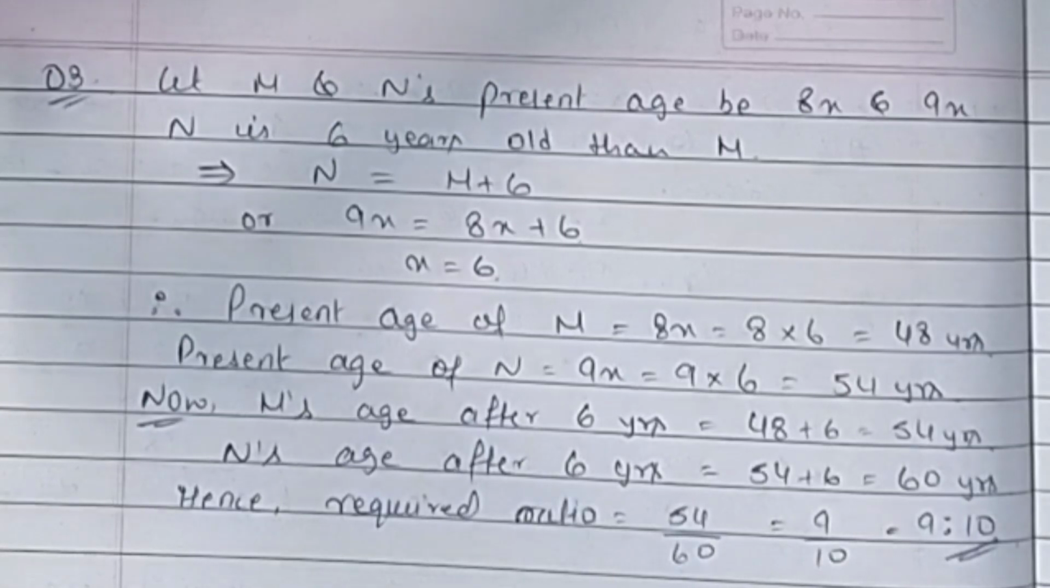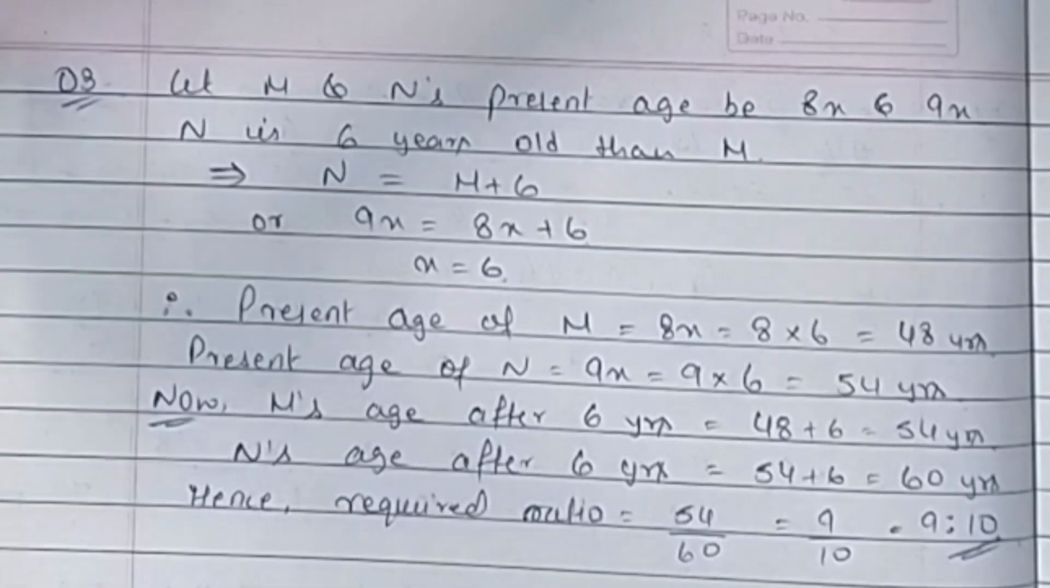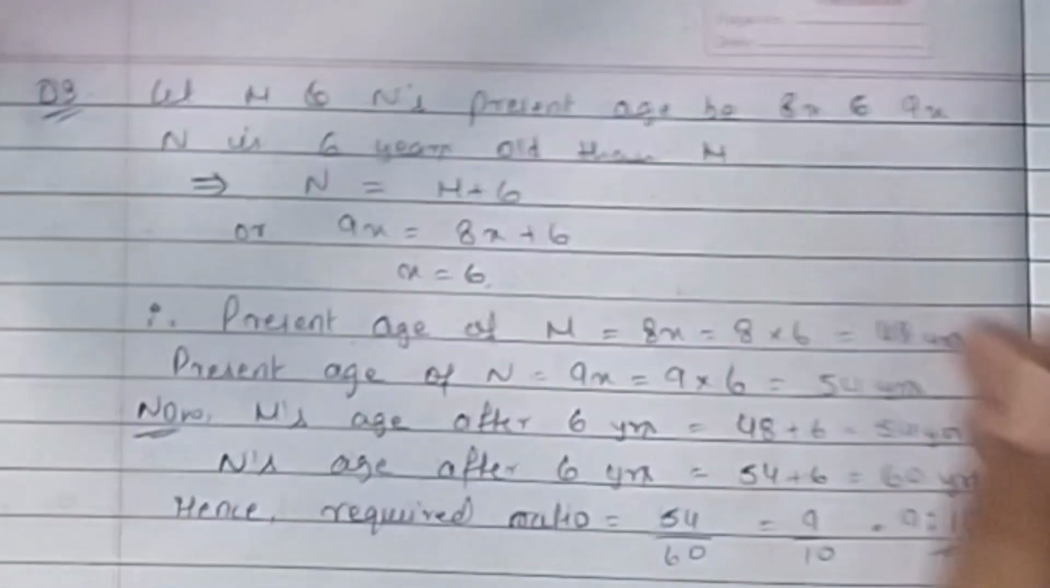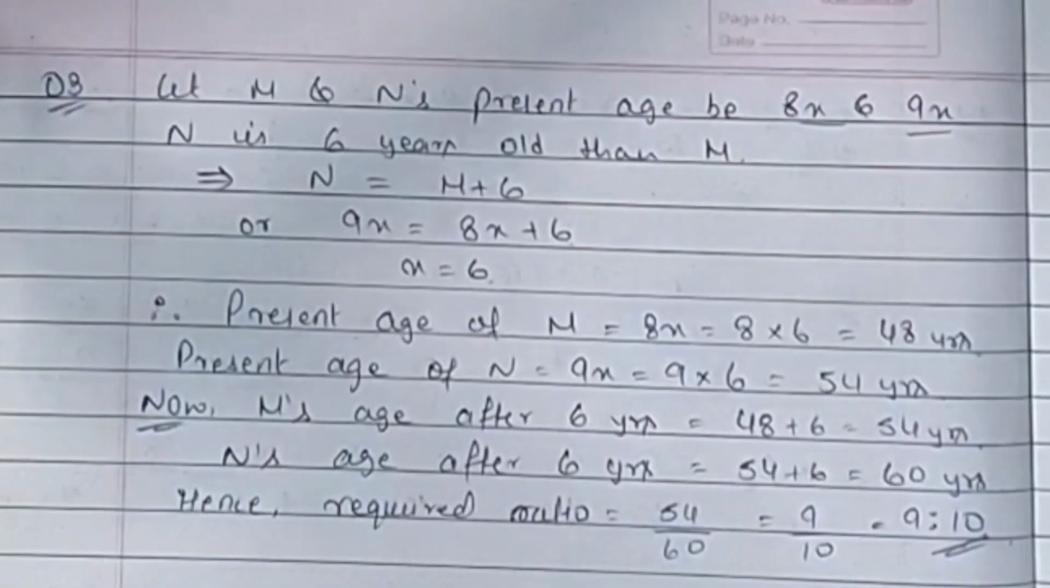So basically this is a very simple question. The ratio between m and n is already given, which is 8:9. n is 6 years older than m. So we have to find the ratio between m and n after 6 years. According to the ratio given in the question, we have assumed m and n's present ages to be 8x and 9x.